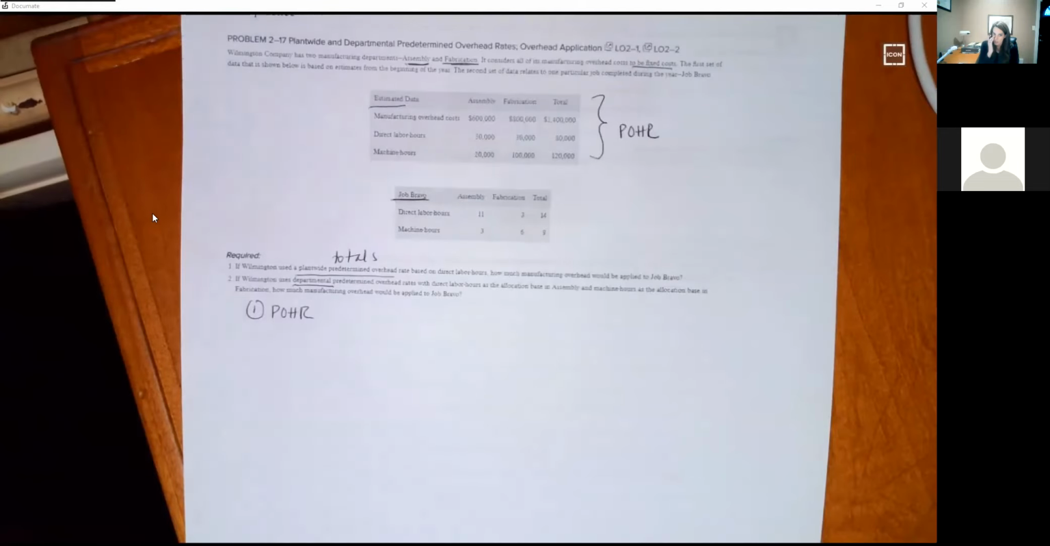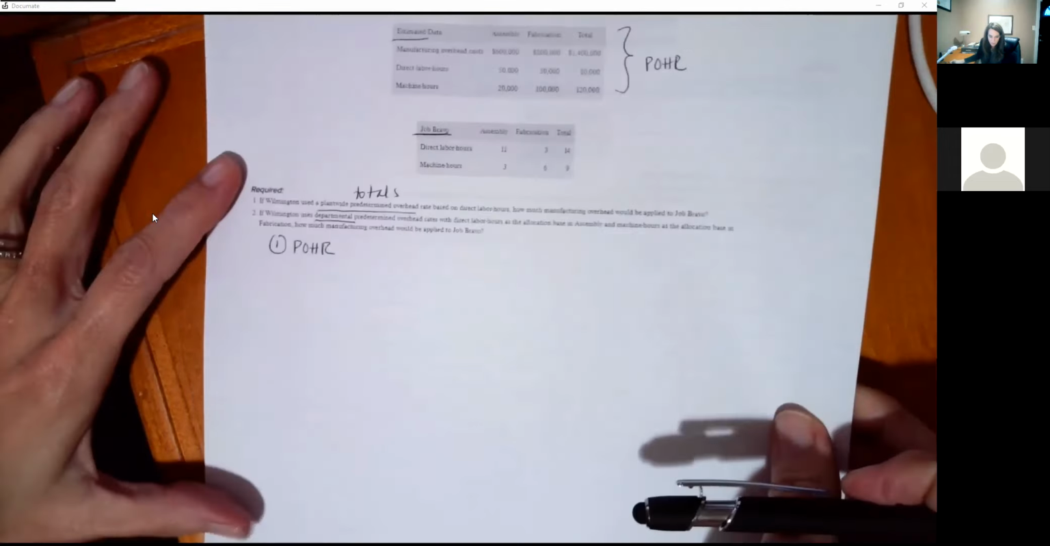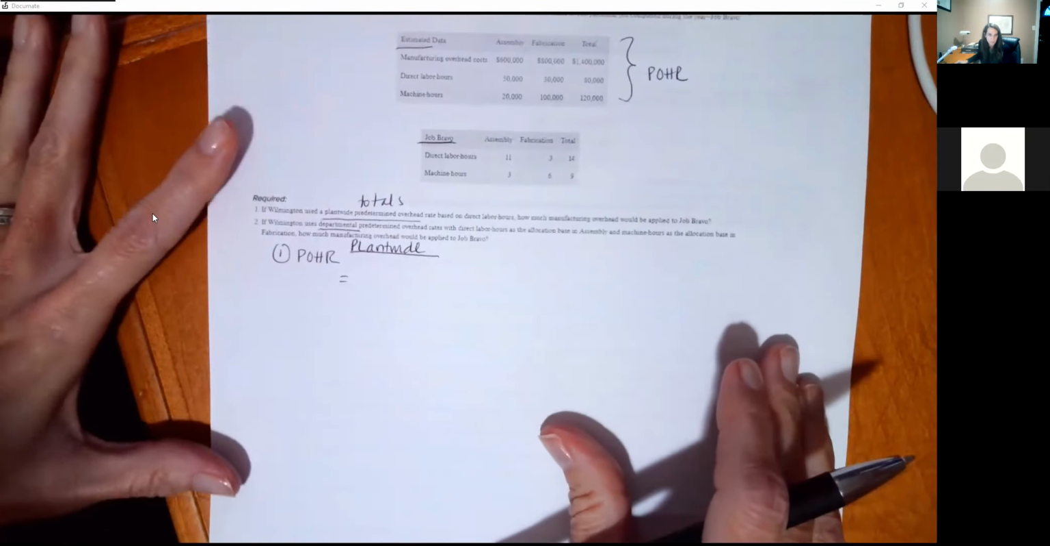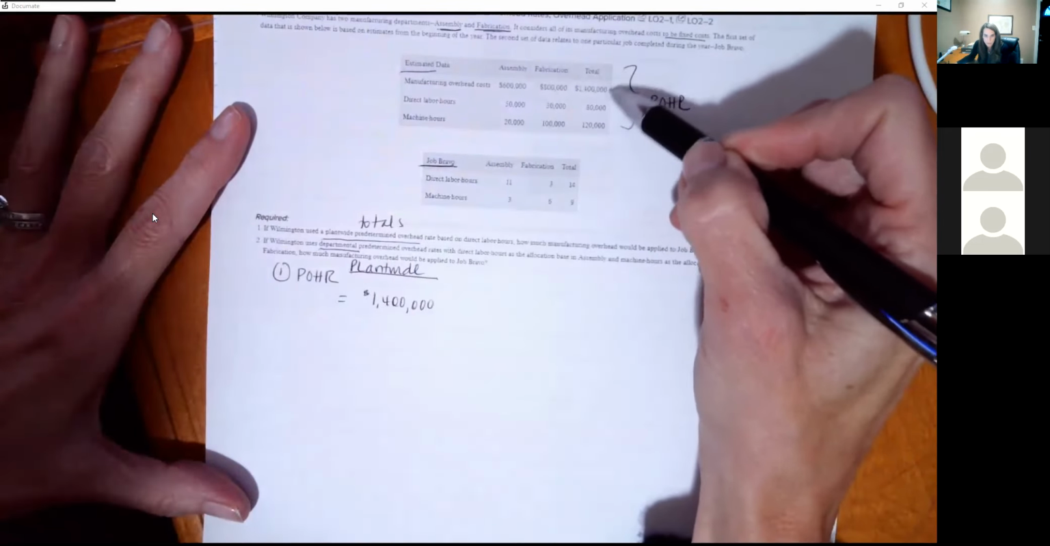Okay, so let's go ahead and talk through this, right? So the first one we are going to do is the plant-wide, which means we use the totals. So what's our numerator for the plant-wide if we're trying to figure out the predetermined overhead rate? 1.4 million. Good. Right, so that's this total here.